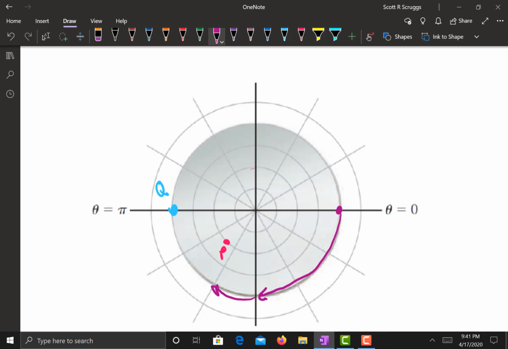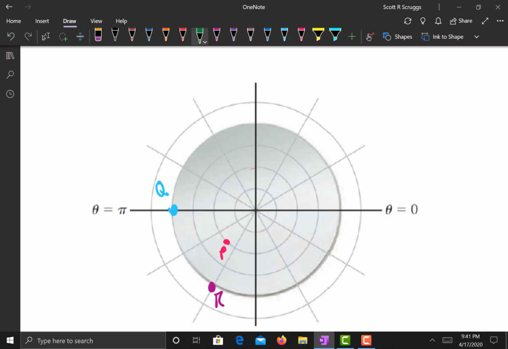There's my 2 pi over 3. So that means R ends up here. And there we go. And now let's go ahead and draw S.